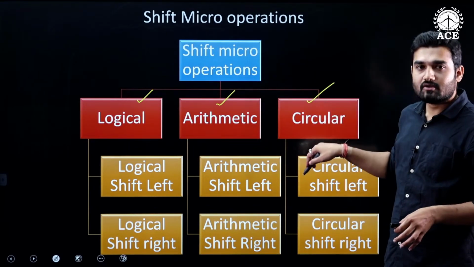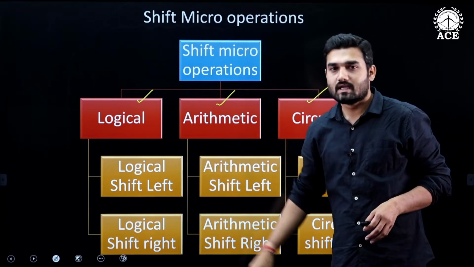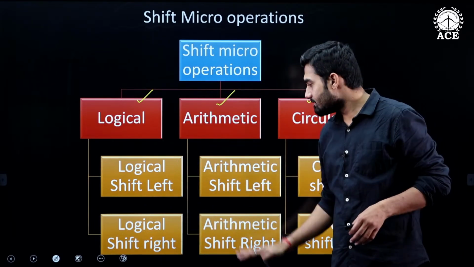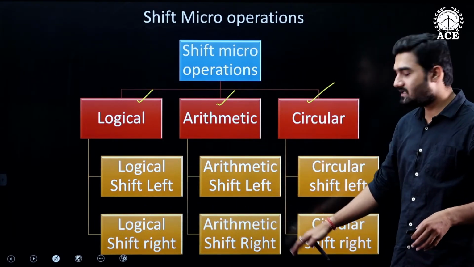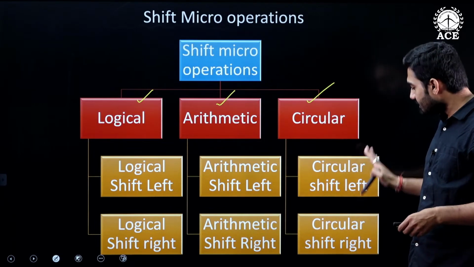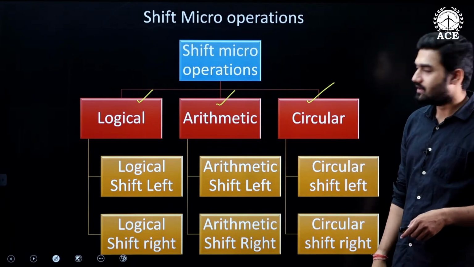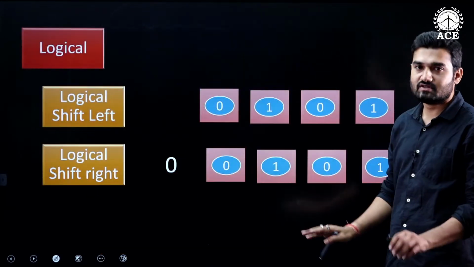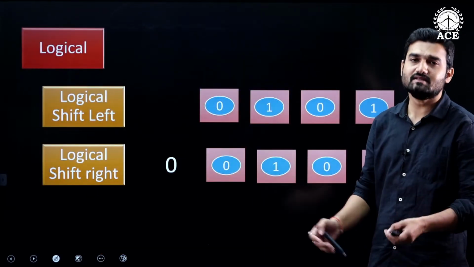In each of these micro operations, I have two variants: logical shift left, logical shift right, arithmetic shift left, arithmetic shift right, circular shift left, and circular shift right. Let us start with the logical shift micro operation and see how it works.